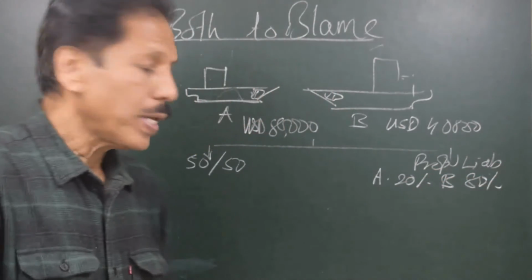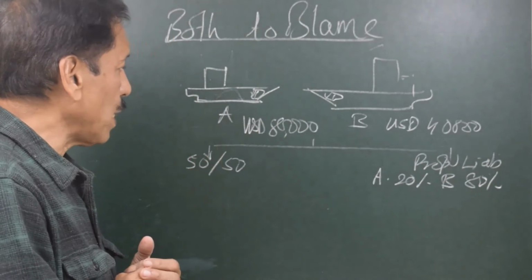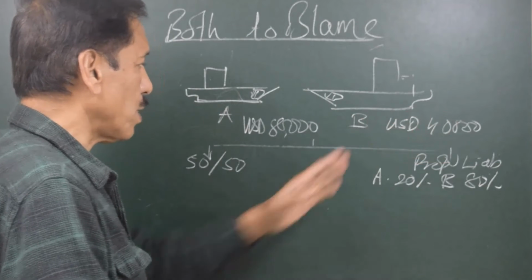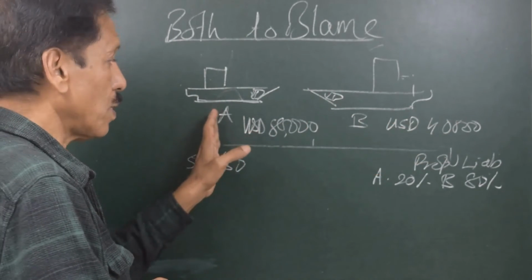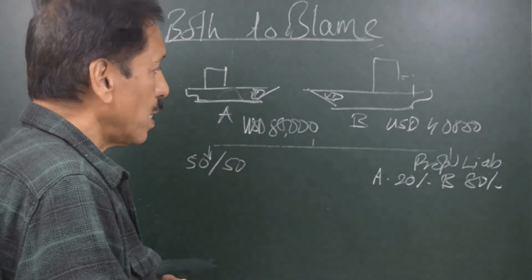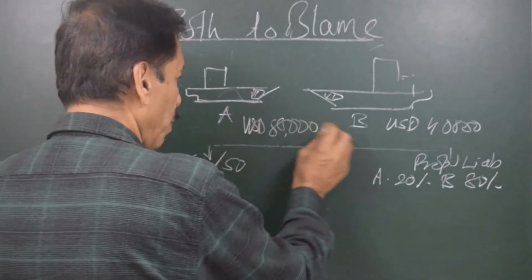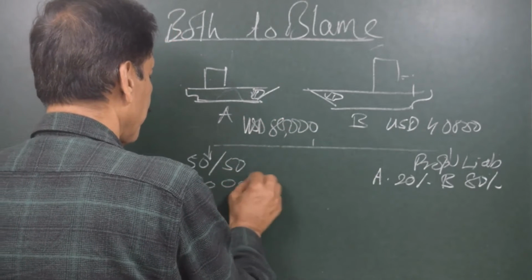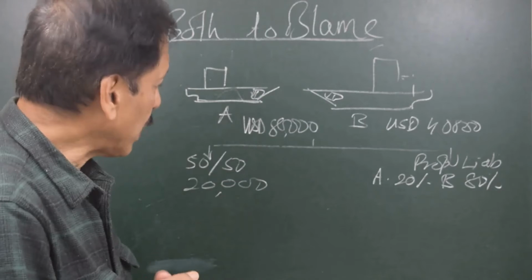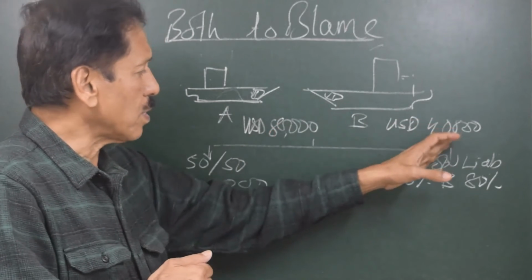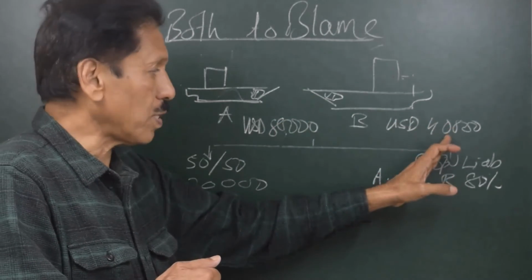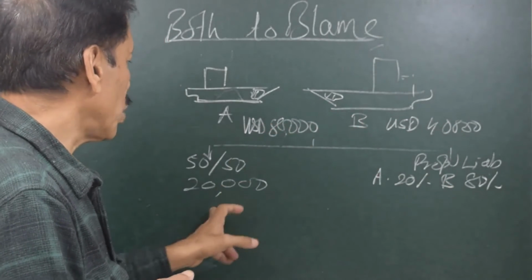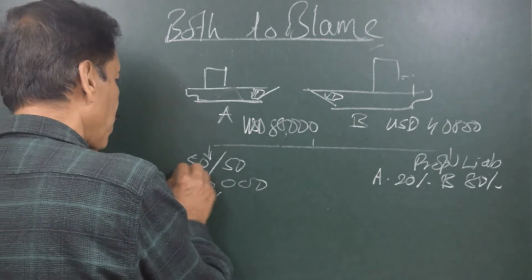Let's see what happens. Now in case of 50-50 liability, A pays B half of 40,000, that is 20,000. B pays A half of 80,000, that is 40,000, right? So in effect, B has to pay A 20,000. Or the other method is, what is the difference of losses? 80 minus 40 is 40,000. Half of 40,000 is 20,000. So B must pay A 20,000. So this is the 50-50 principle.